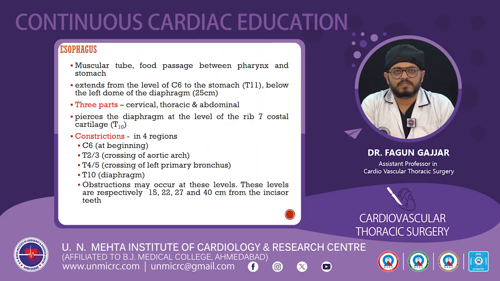There are four constrictions in the esophagus. First, at the C6 level at the beginning. Second, at the T2 or T3 level where it is crossed by the aortic arch. The third one is at T4 or T5 where it is crossed by the left primary bronchus, and the fourth one is at the T10 level where it pierces the diaphragm. Obstruction may occur at this level. These levels are respectively 15, 22, 27 and 40 cm from the incisor teeth.